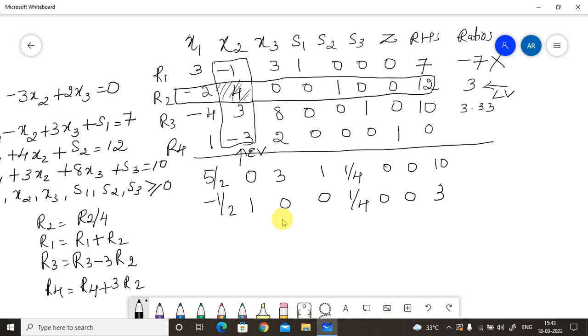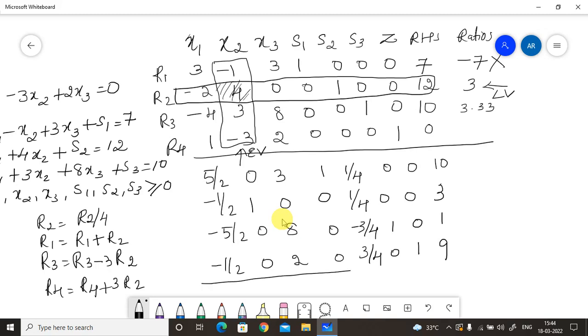Similarly we will go for the R3 values. R3 will become here minus 5 by 2, this becomes 0, 8 and 0, minus 3 by 4, 1, 0 and 1. And the last one, R4, by applying that formula we get minus half here. Then we get 0 here, and we have 2 here, that remains the same, and this we get as 0. Here will be 3 by 4, this will become 0, this becomes 1, and this becomes 9. So this is the second solution here, and we got the first iteration solution here, right?